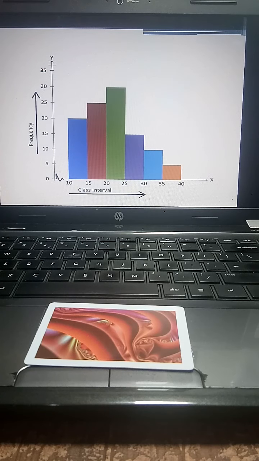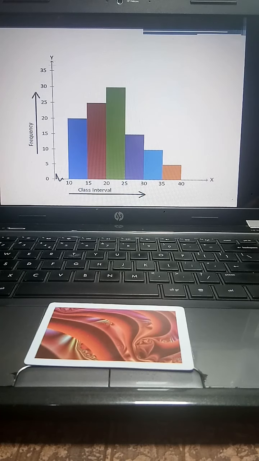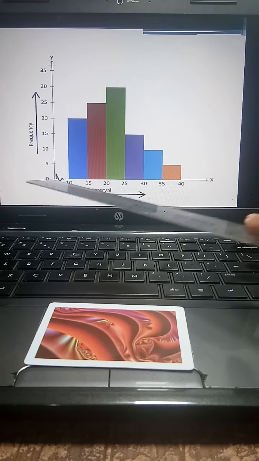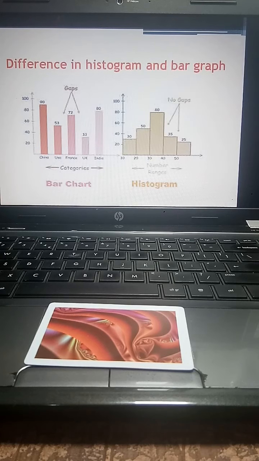Here you can see the histogram. So on the x-axis you can see we are representing the various class intervals like 10 to 15, 15 to 20, 20 to 25, and on this side on the y-axis we are taking the frequency. Here it doesn't mean 0, it means origin. So next we will discuss the differences in the histogram.